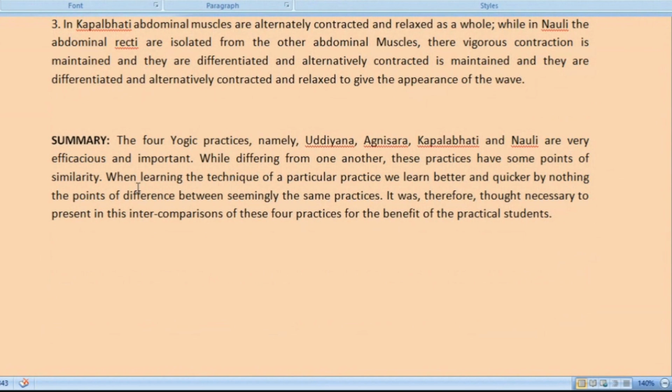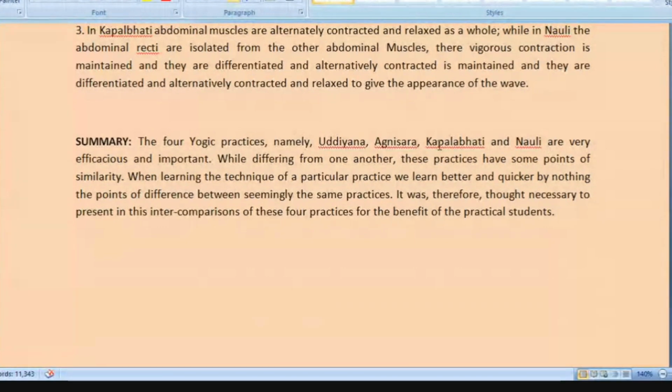Now, a summary of all the points that we discussed today. These practices are very efficacious and important. While differing from one another, these practices have some points of similarity.